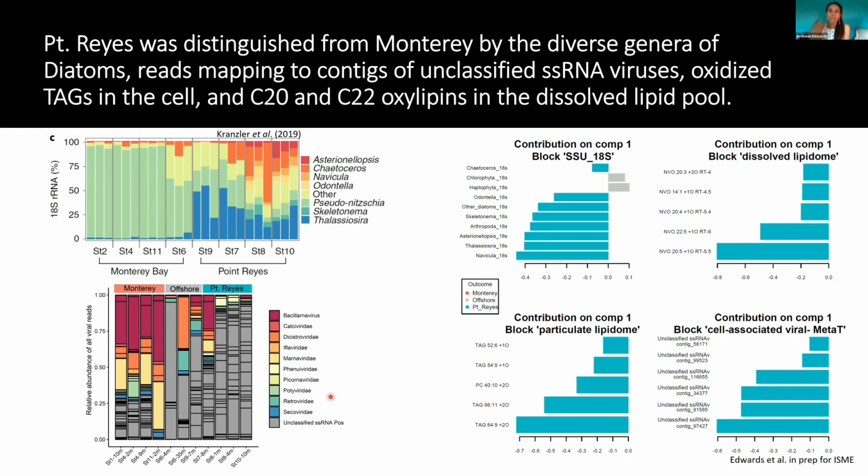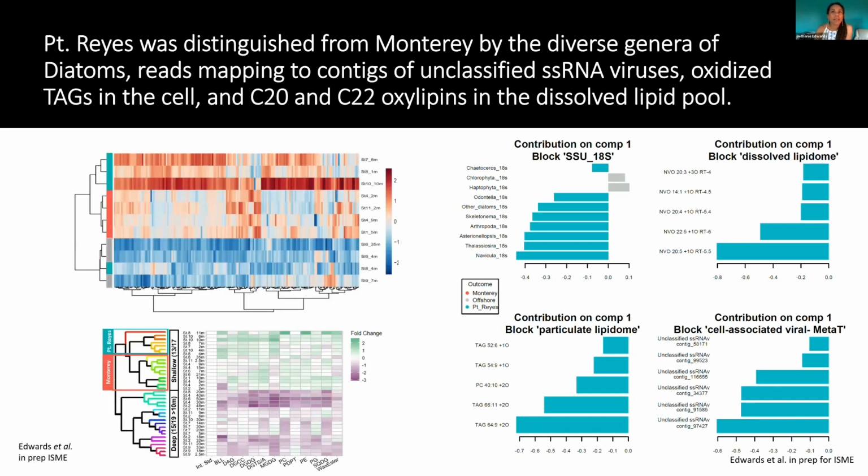But when it comes to the dissolved lipidome and the particulate lipidome, where there's a lot more variables, this type of analysis is really helpful. So we can see that in the dissolved lipidome, these C20 and C22 oxylipins are characteristic for Point Reyes. And then within the particulate lipidome, it's these oxidized TAGs that are most associated with Point Reyes.